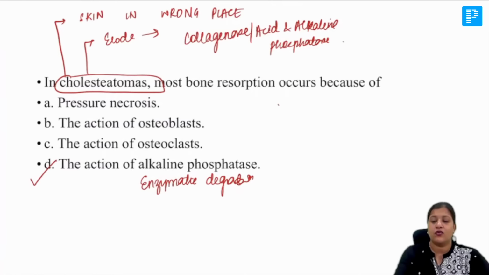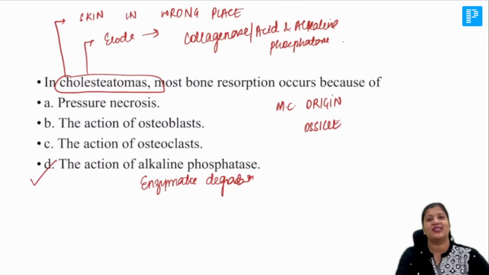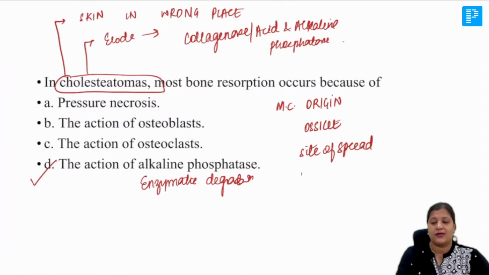Now, if I ask you what is the most common site of origin for cholesteatoma, go on answering in the chat box. What is the most common ossicle to be involved in cholesteatoma? What is the most common site of spread? And what is the most common site of recurrence? And I want to know what is the investigation of choice and what is the treatment.